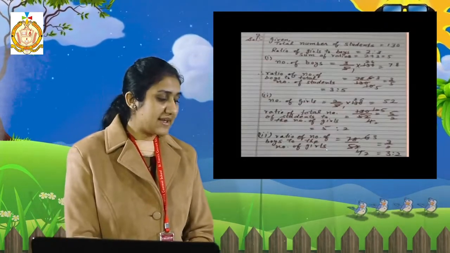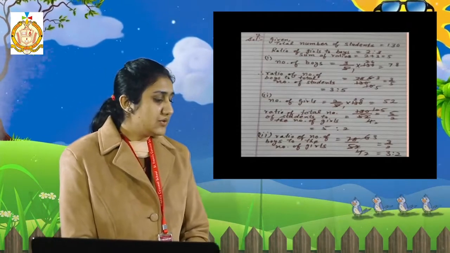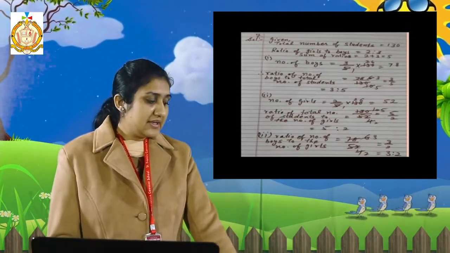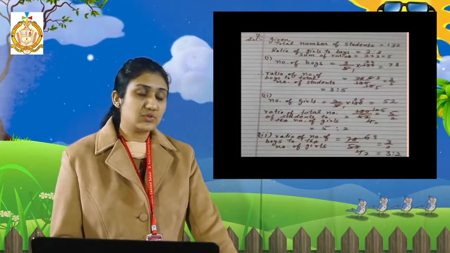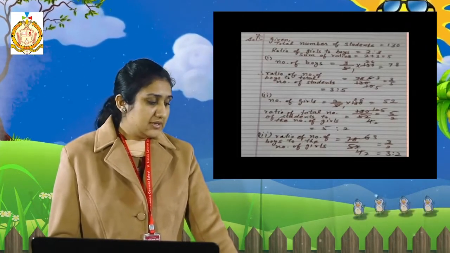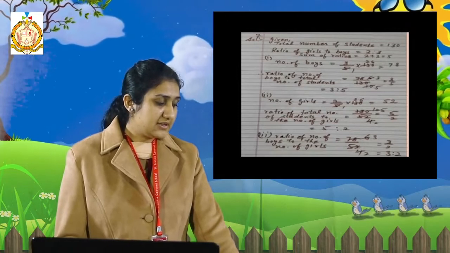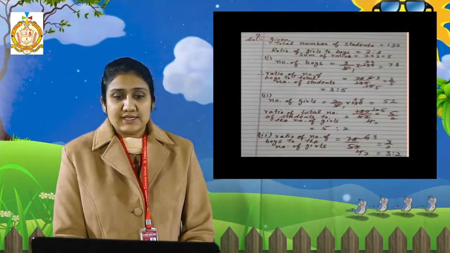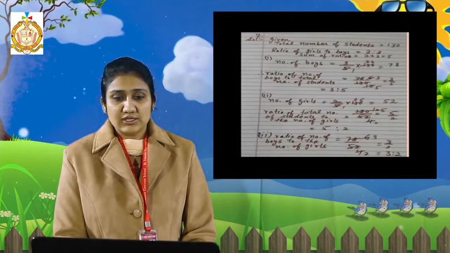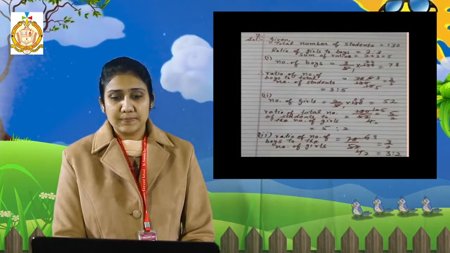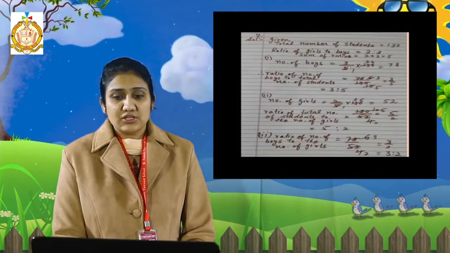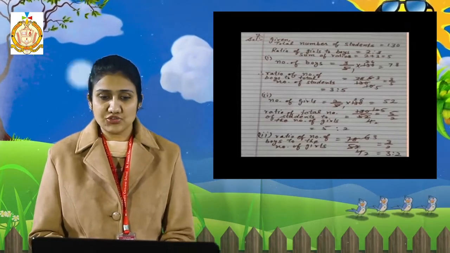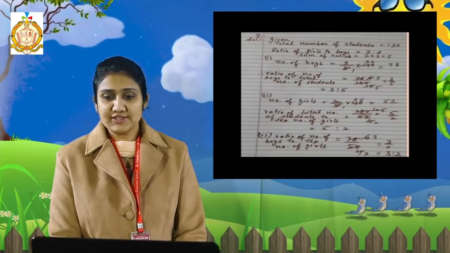Next we will do the seventh sum. In the seventh sum, the total number of students in a school is given as 130 and the ratio of girls to boys is 2:3. We have to find firstly the ratio of the number of boys to the total number of students. The total number of students is 130, the ratio of girls to boys is 2:3, and the sum of the ratio is 5.